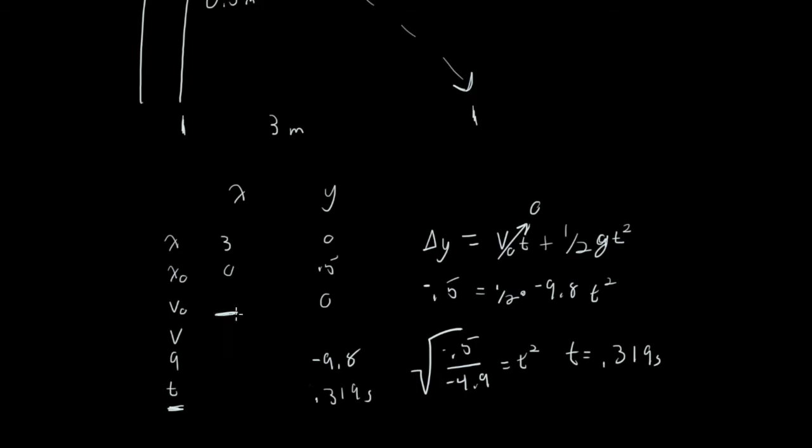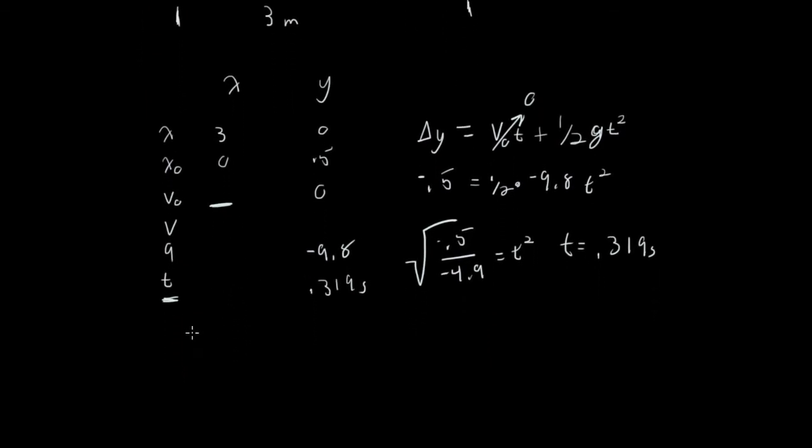And now I want to solve for my v in x. And so that is going to be found by the change in x is going to be equal to v naught t plus 1/2 a t squared. Well, this a right here, that would be 0. We're not going to accelerate in x at all. And so that whole term drops to 0.